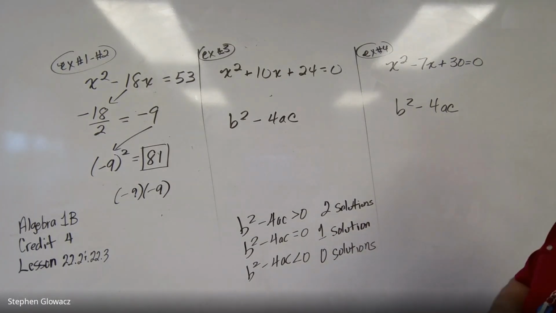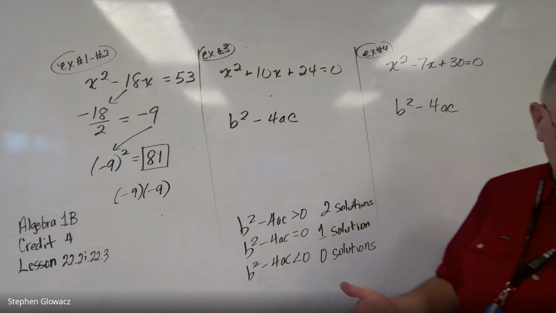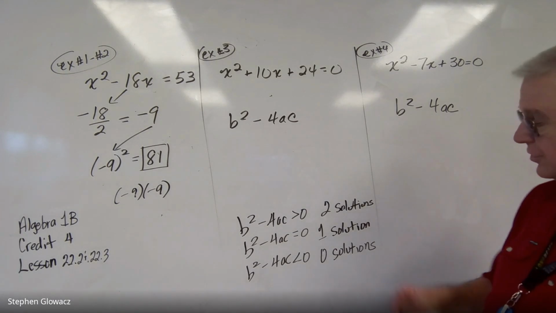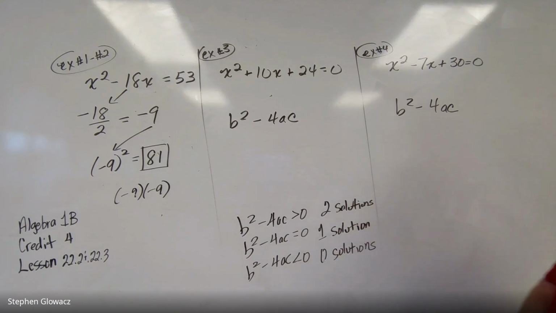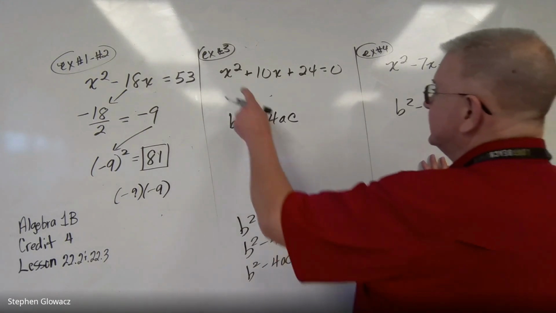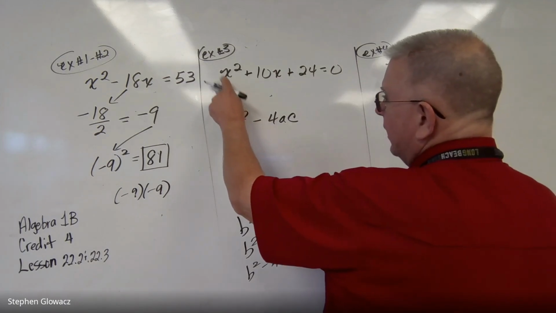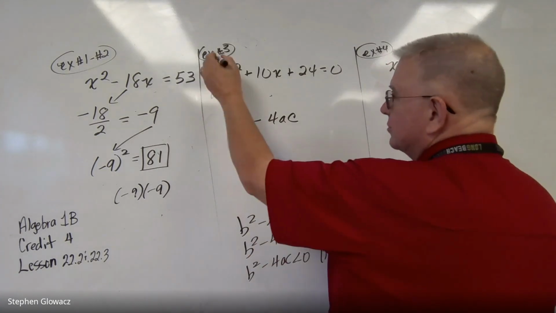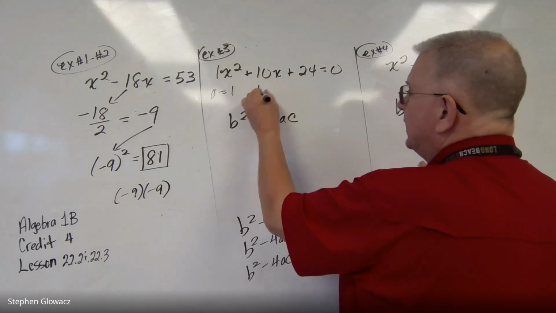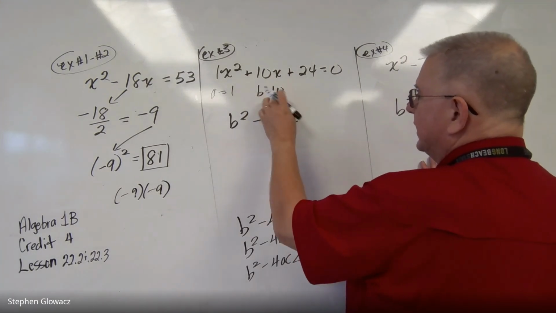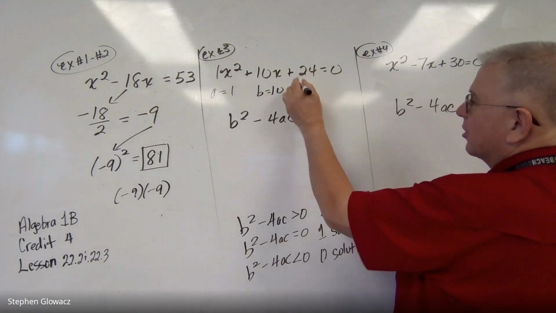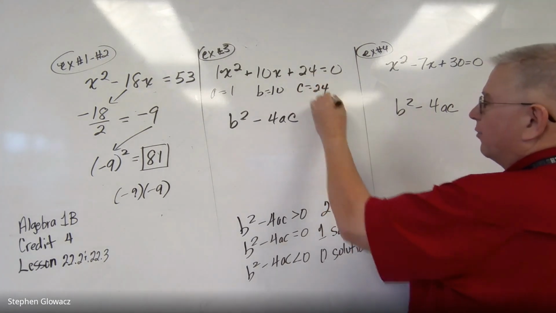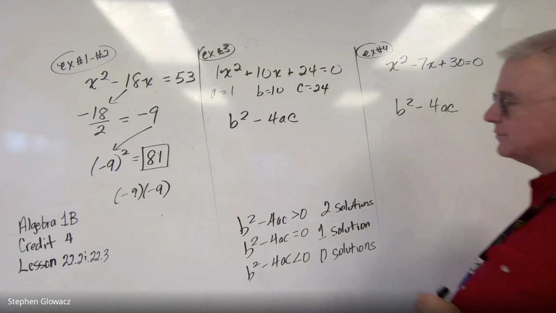So let's go ahead and work the discriminant out. So they're asking you for the discriminant, and then based on what the discriminant is, what's the number of solutions, 0, 1, or 2. All right, so we need A, B, and C. A is the coefficient of x squared. There's nothing written there, so we know A is 1. B is the coefficient of x, so B is 10. And C is our constant term. C is 24. And let's go ahead and substitute those numbers in.